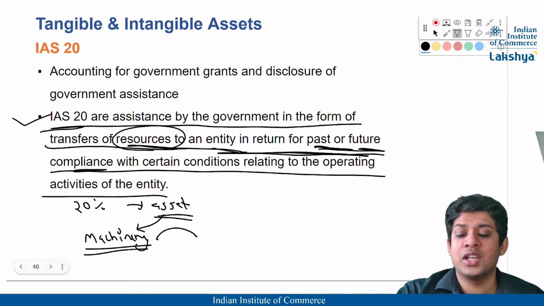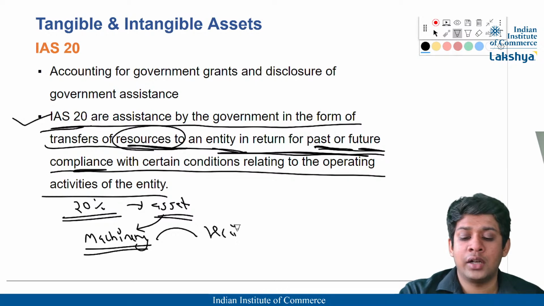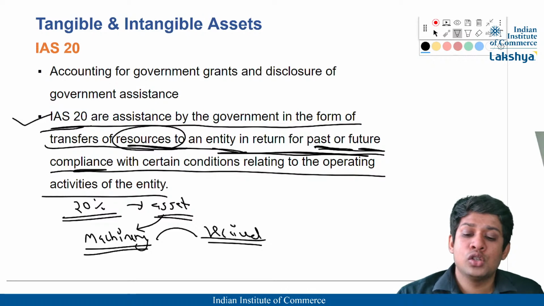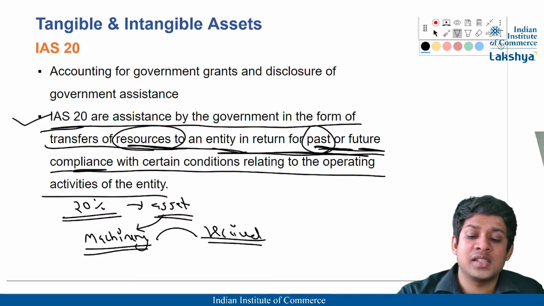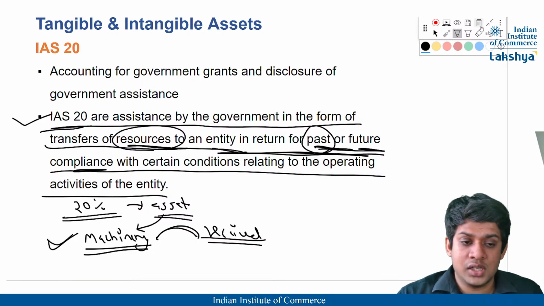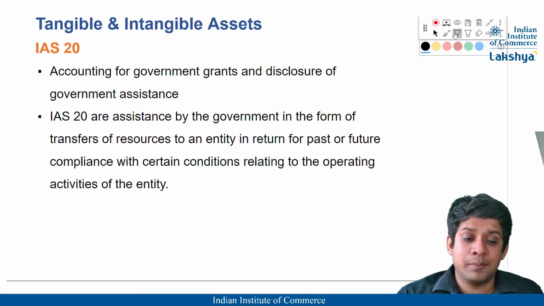After purchasing the machinery, I have complied with the condition of the grant and then the grant is received. Correct? Then the grant is received. Right? So this is for the past compliance that I have complied with. I have already purchased the machinery, then I'll receive the grant on the same. Right? That is for the past compliance.